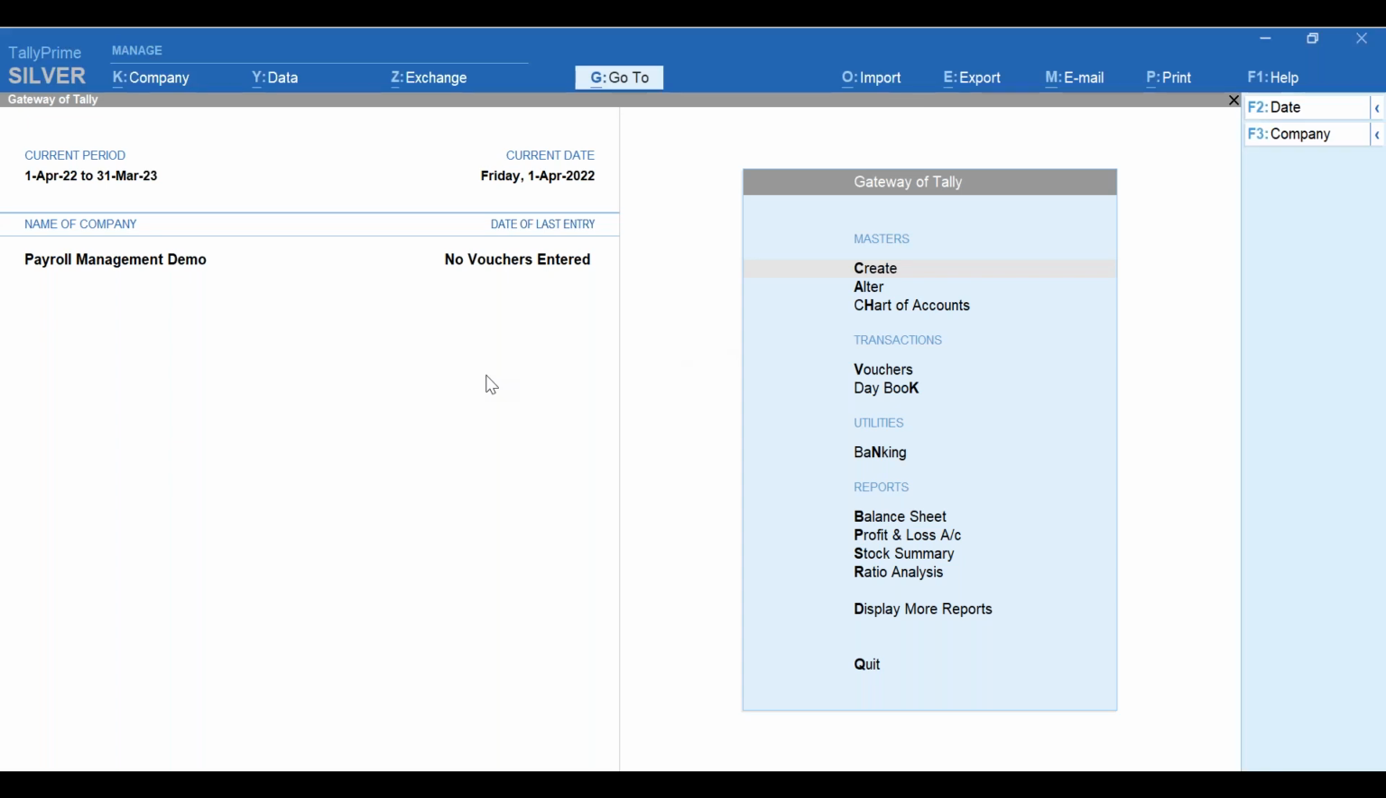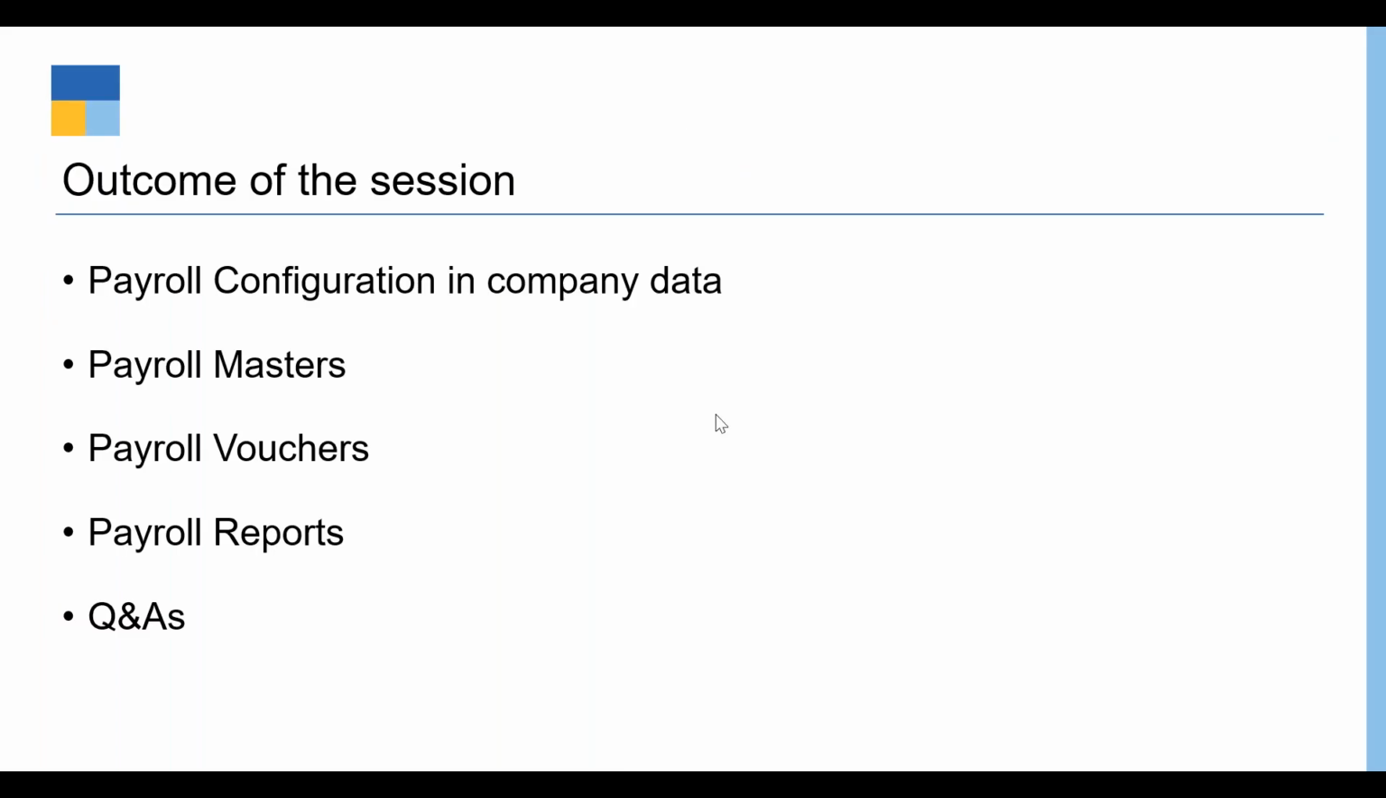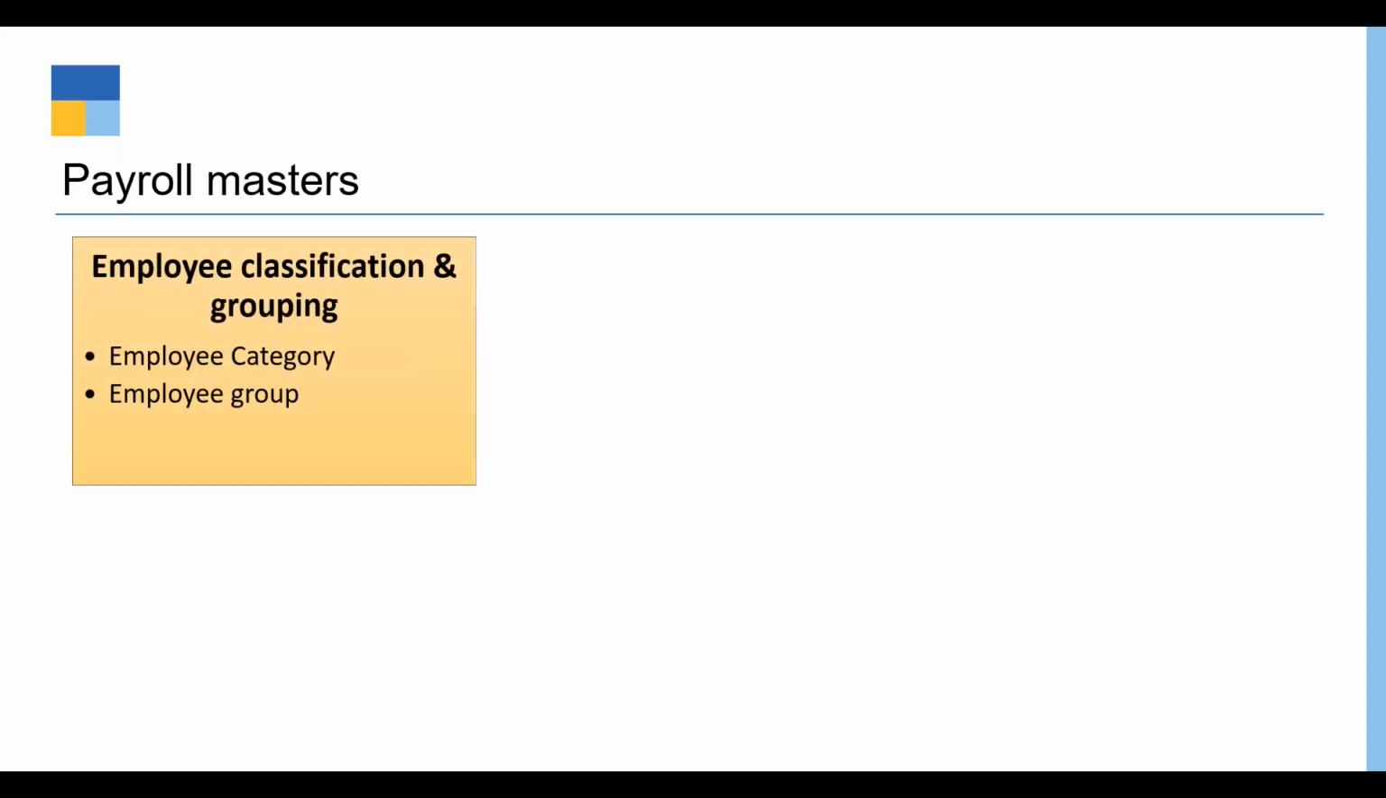Okay, so now once we have enabled the feature, let's navigate to the masters. Let us see what the different types of masters available are and how we will be able to create them. When it comes to the payroll master, the first master that we'll be creating is about the employees. When we are creating the employees, it will be very generic.